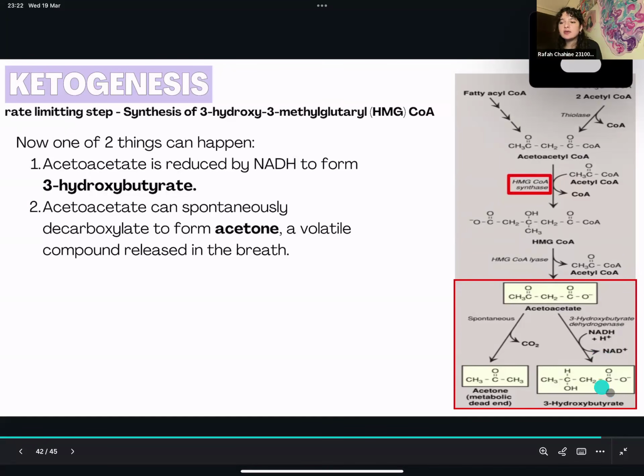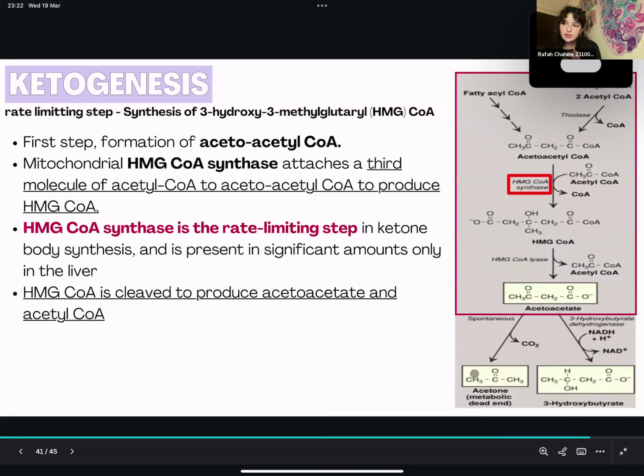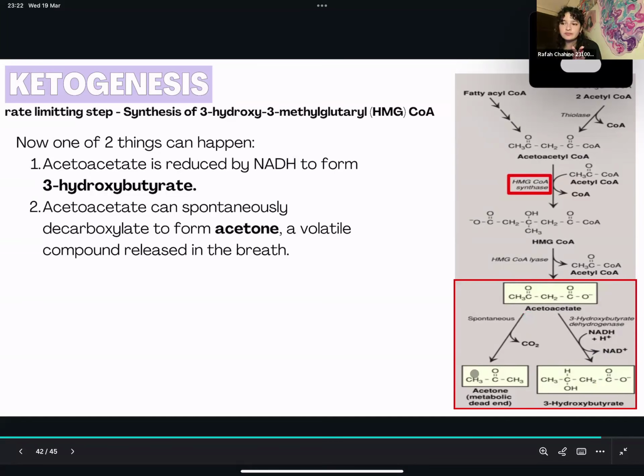The second thing is very spontaneous. It can happen at any point. So acetoacetate can very spontaneously decarboxylate to form acetone, which is a volatile compound that is released in the breath. That's basically it for ketogenesis. Is it clear, or do I need to repeat anything?